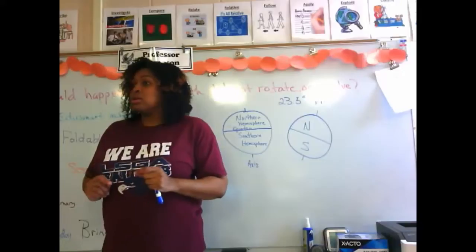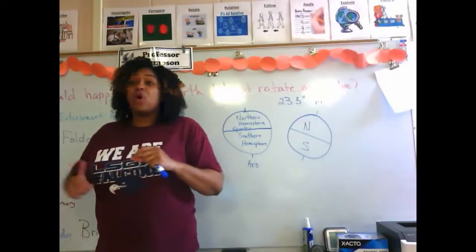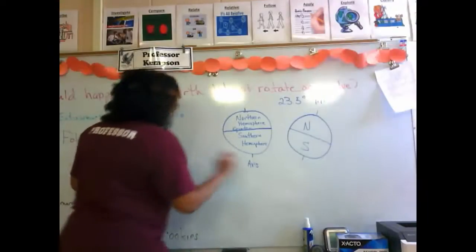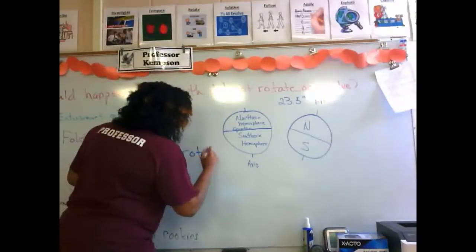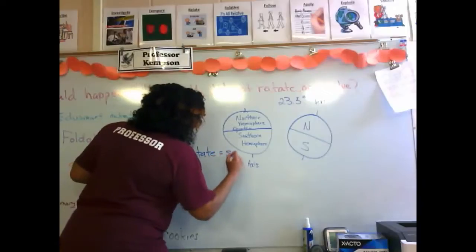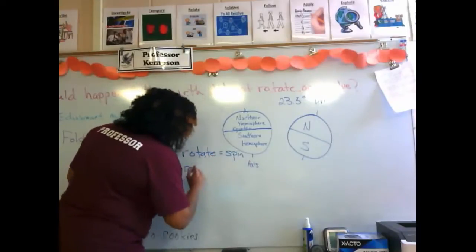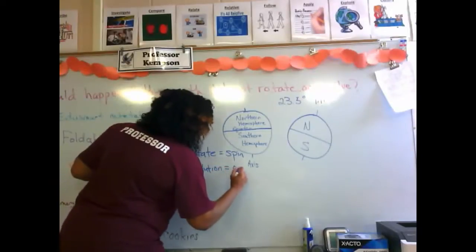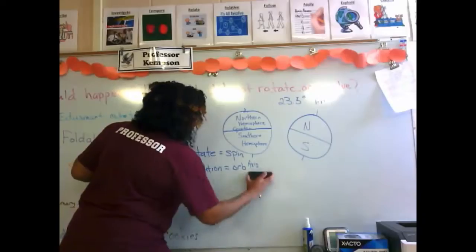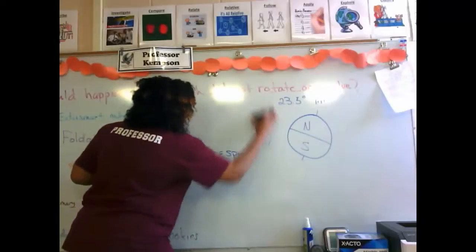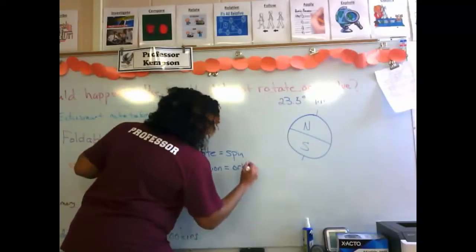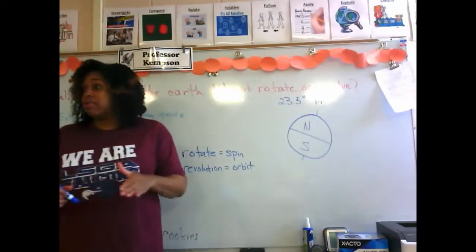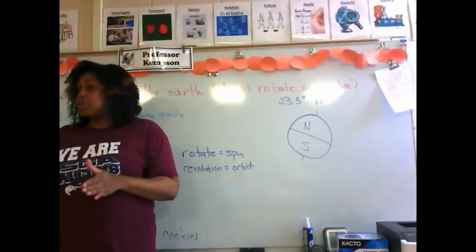Orbit around. Orbit is another word for it, but orbit means to what? Go around, okay? So, what I want you to think of is rotate is to spin, as revolution is to orbit. Let's get rid of some of this. Okay? Rotate is to spin as revolution is to orbit. You need to know the difference between those two.